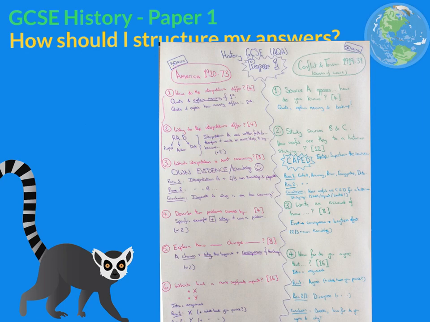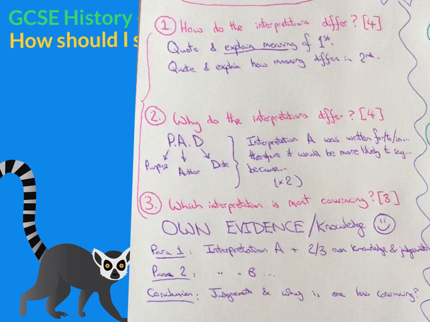So let's start by doing a quick recap of how to answer the questions in the America booklet of your paper. So like previously mentioned, questions 1, 2 and 3 on the America booklet will all be about the same thing. How interpretations differ, why the 2 interpretations differ, and which of the 2 interpretations is the most convincing. Spend a couple of minutes reading through each of the interpretations and then make a start on these 3 questions.